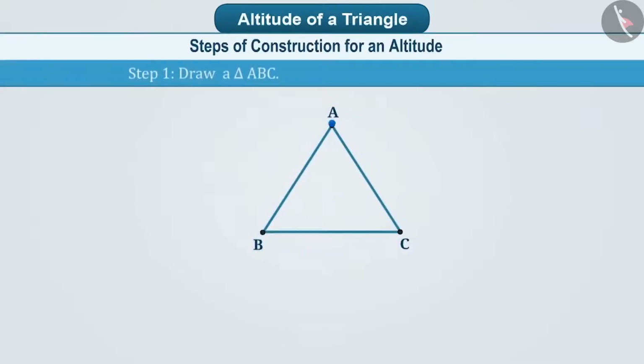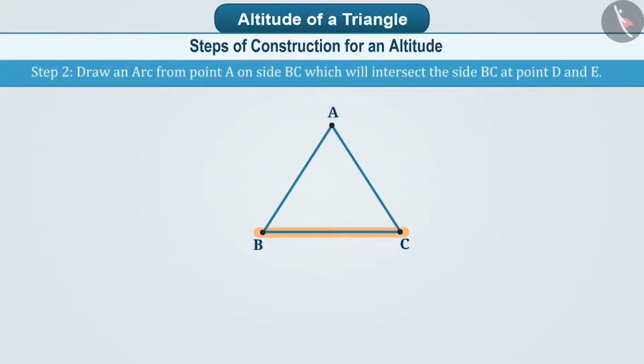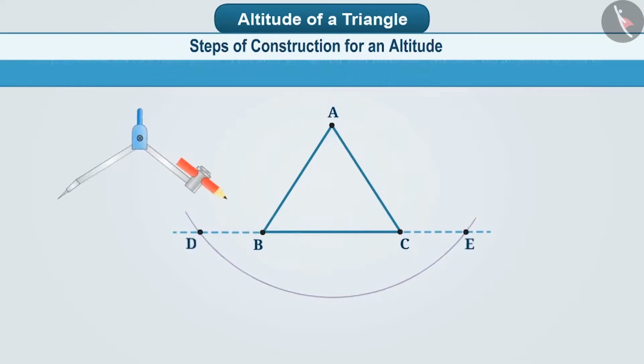Step 1. Suppose we have to draw the altitude of the side BC from vertex A in triangle ABC. Step 2. For this, we will draw an arc from point A to the side BC by taking a convenient radius in the compass, which will intersect the side BC at points D and E. If necessary, you can extend the opposite arm from the vertex.